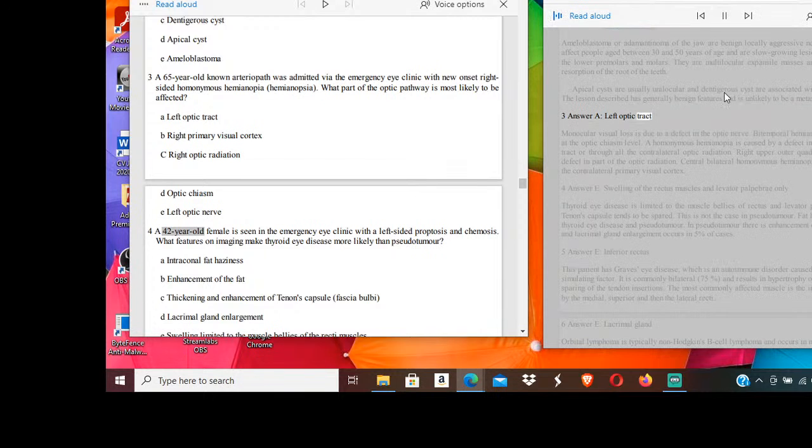3. Answer A. Left optic tract. Monocular visual loss is due to a defect in the optic nerve. Bitemporal hemianopia is due to a defect at the optic chiasm level. A homonymous hemianopia is caused by a defect in the contralateral optic tract or through all the contralateral optic radiation.